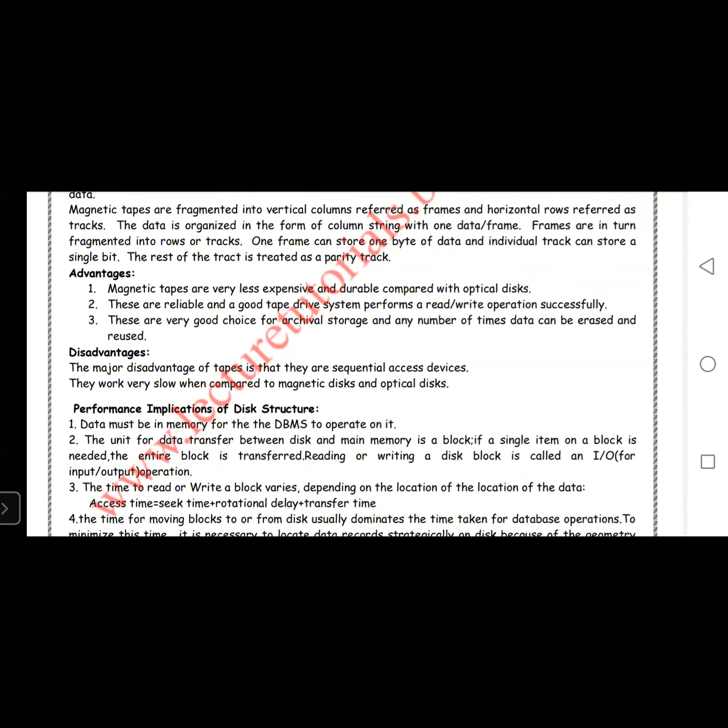Okay. So the name implies sequential access. They work very slowly when compared to magnetic disks and optical disks. Okay. Performance implications of disk structure.